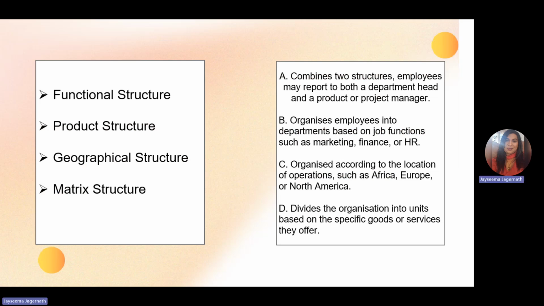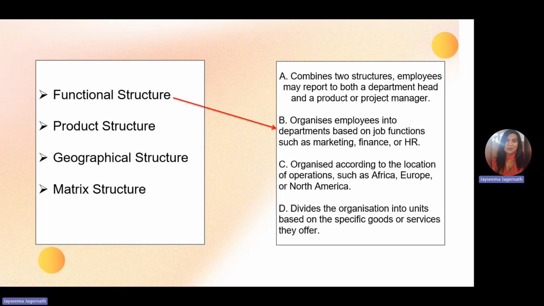Okay, so earlier on when we started, I spoke about the different types of structures that you get and where they are relevant. So I've constructed a little activity for you. These are just 4 of the types. So a functional structure organizes people into departments based on job functions.